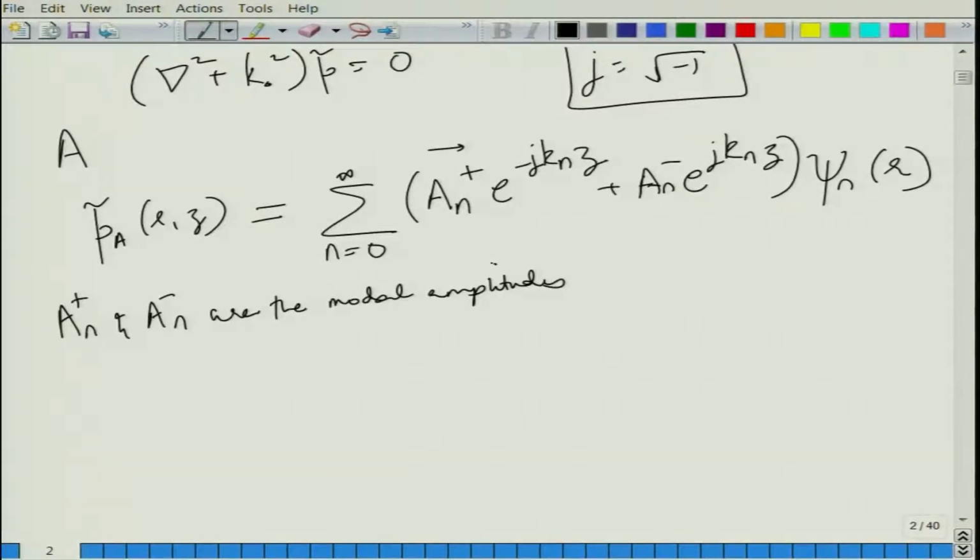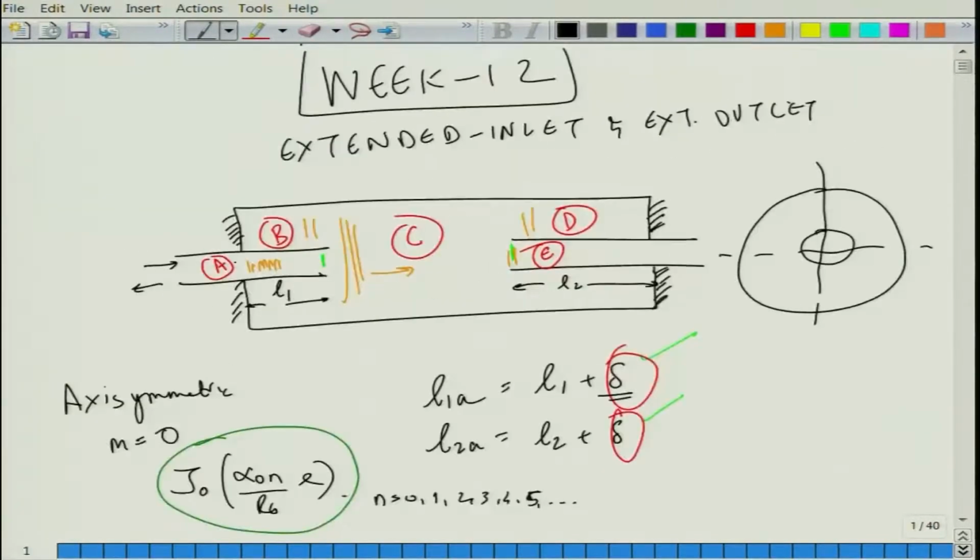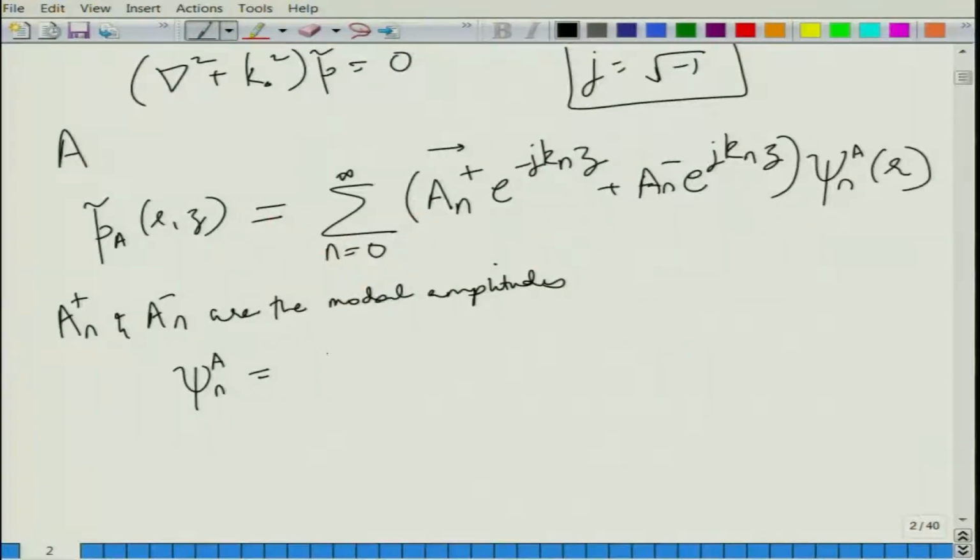And for the region A, xi_n is just the Bessel function. So, let us write it down. Let me make a small correction here. Let me call this xi_n^A, where n is the nth mode and A means the region A, the port A here, and this is equal to J_0, m is 0 here. Now, alpha_m0, so I will just drop m. Initially it was m n.